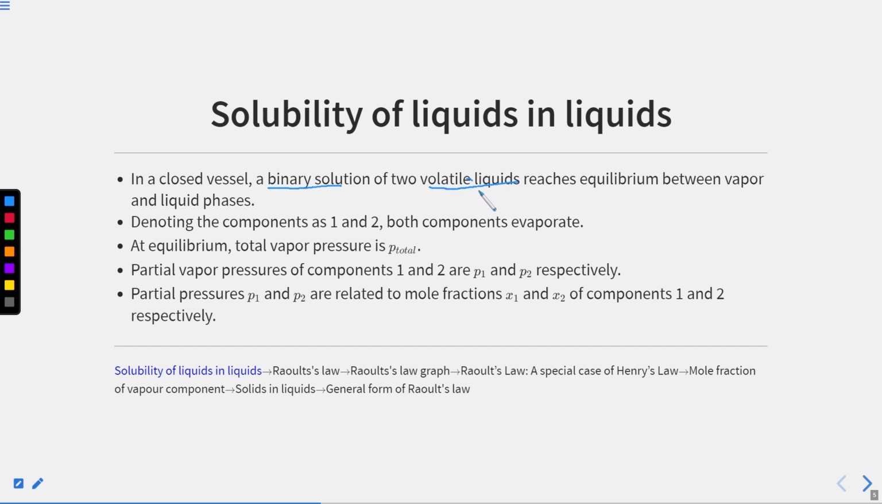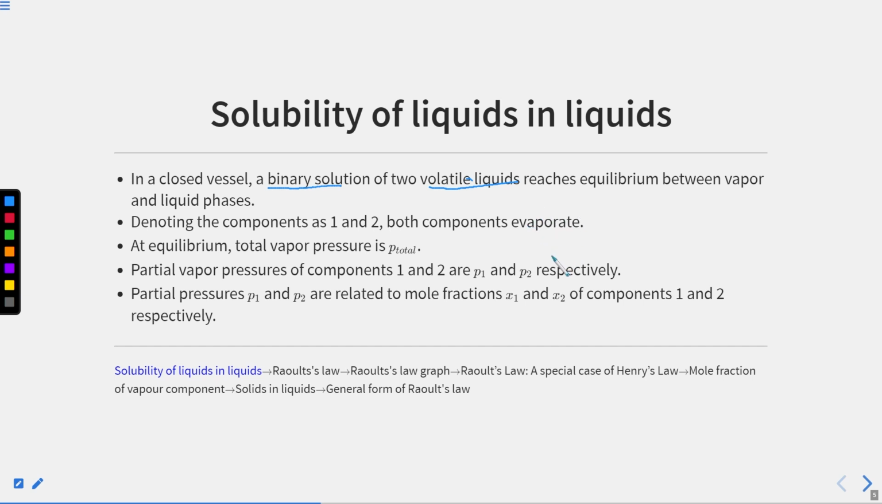Now what is a volatile liquid? A volatile liquid is one which converts very easily from the liquid phase to the vapor phase. You can say their conversion is very fast. They're easily volatile. If I talk about volatile liquids, we have kerosene. You must have seen that if you keep a kerosene-filled bowl in the open, the kerosene inside it will vanish quickly. That type of liquid is called a volatile liquid.